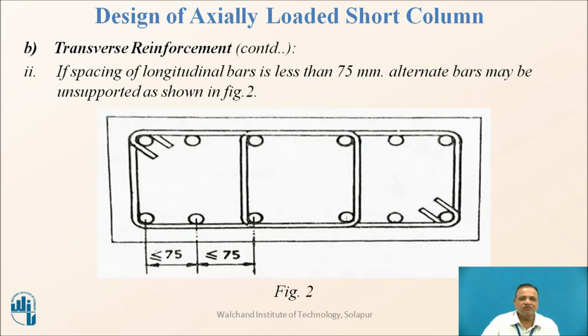Then the transverse reinforcement. Further, if the spacing of the longitudinal bars is less than 75 mm, the alternate bar may be unsupported in the other direction as shown in figure 2. So this is how we are supposed to take into consideration if the distance between the two bars is less than or equal to 75 mm. In that particular case we can consider this without any support in the other direction.